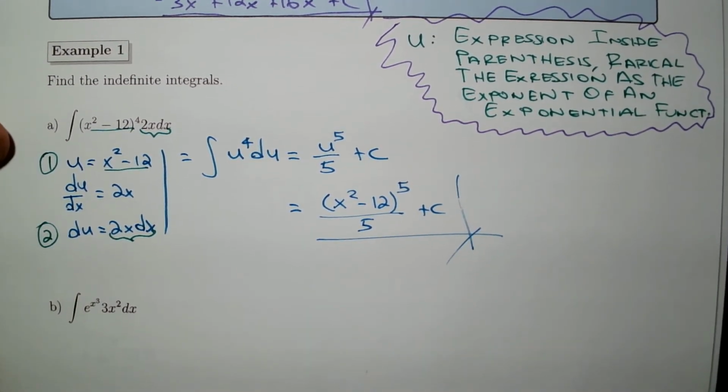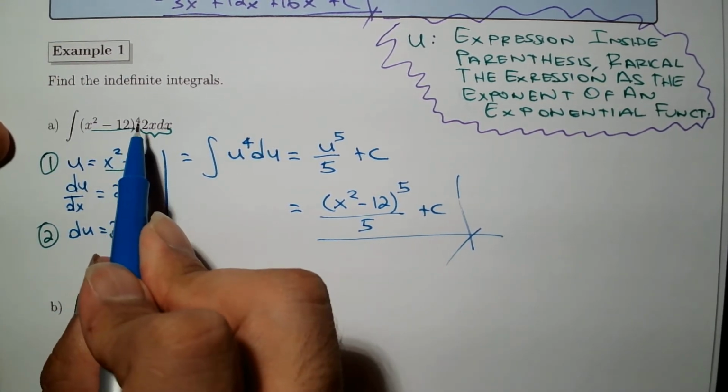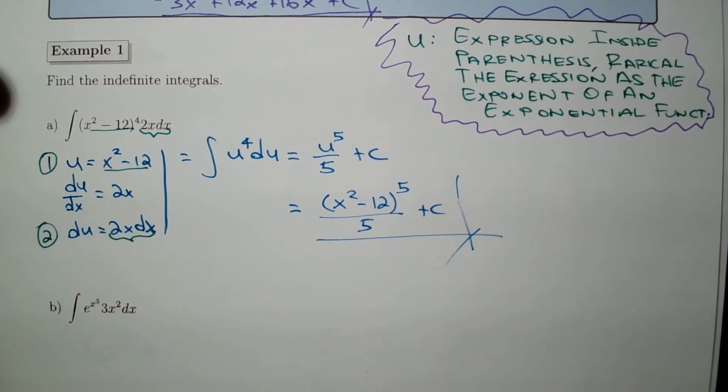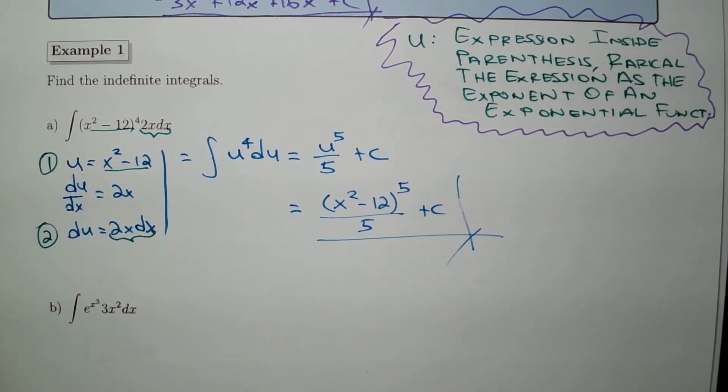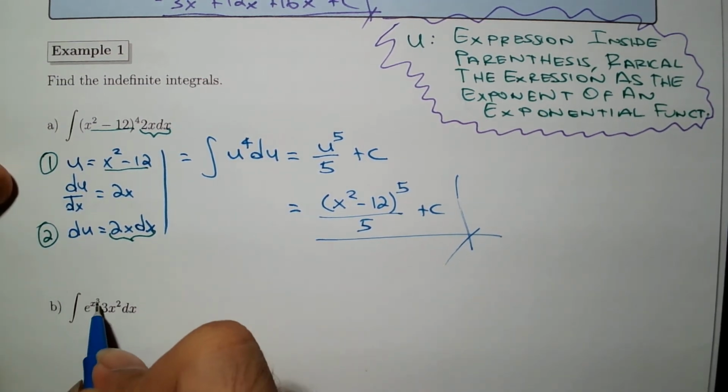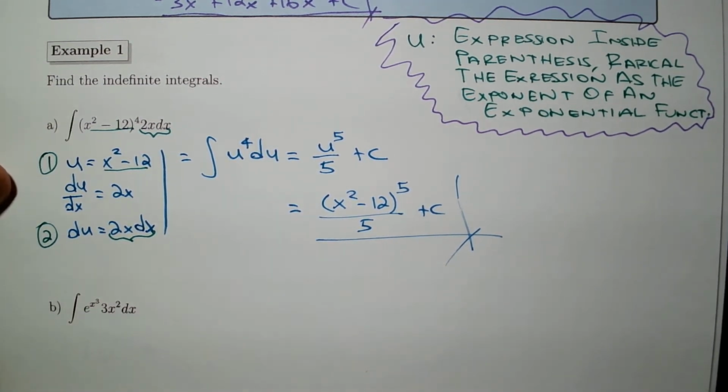And no need to expand a binomial to the 4th power and then do painful algebraic manipulations, which again, it is doable, but it's not the most efficient way. Alright, let's look at the second example. Notice we have an algebraic expression as the exponent of an exponential function.